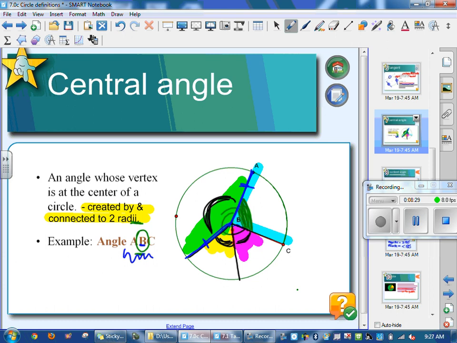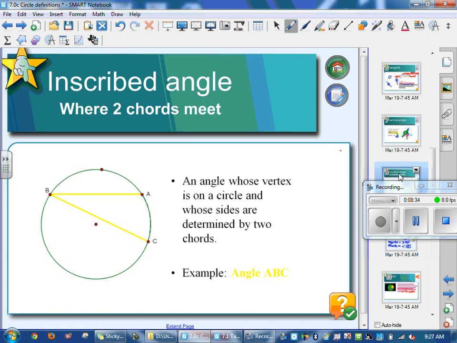All right. Let's take a look at inscribed angles. Inscribed angles have a vertex, meaning the outside point, whose points are on the edge of the circle. Okay? They're on the edge of the circle. And the sides are determined by 2 chords. So I've got a chord here that goes edge to edge, and I have a chord here that goes edge to edge. Where they meet forms an angle. That's called an inscribed angle. Okay, it's inscribed, it's inside. The angle's inside 2 chords.